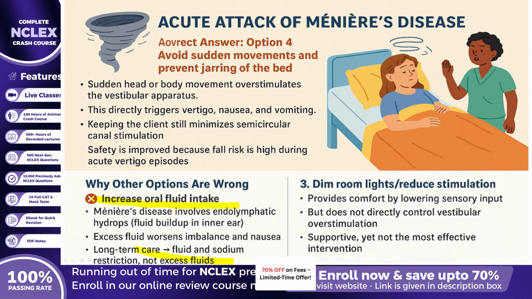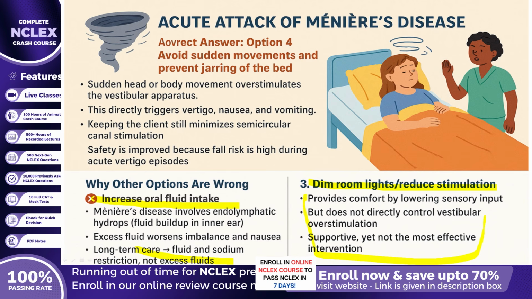Now, considering the third option, keeping the room lights dim and reducing visual stimulation can indeed provide some comfort by lowering sensory input. While this measure reduces discomfort, it does not directly address the root trigger of the client's symptoms. The vestibular overstimulation caused by sudden movements is the main factor driving vertigo and nausea, so environmental calmness is supportive, but not the most effective primary intervention.